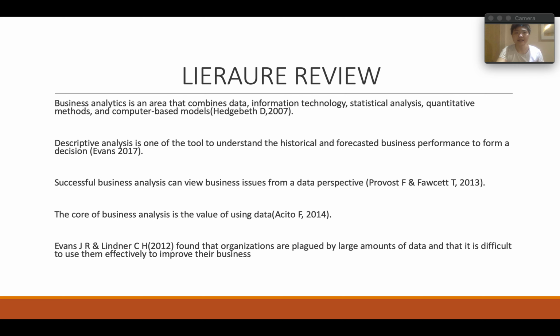Business analysis is an area that combines data, information technology, statistical analysis, and computer-based models. Descriptive analysis is one of the tools to understand the historical and forecasted business performance to form a decision. A successful business analyst can view business issues from a data perspective. The core of business analysis is the value of using data. Organizations are procuring large amounts of data, and it is difficult to use them effectively to improve their business.